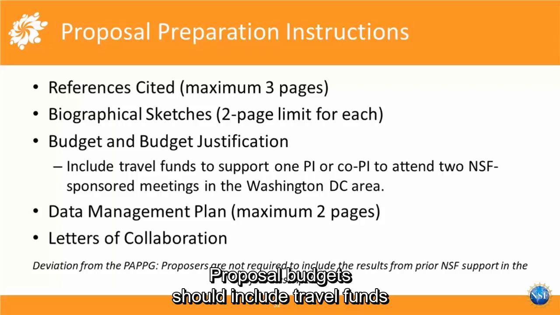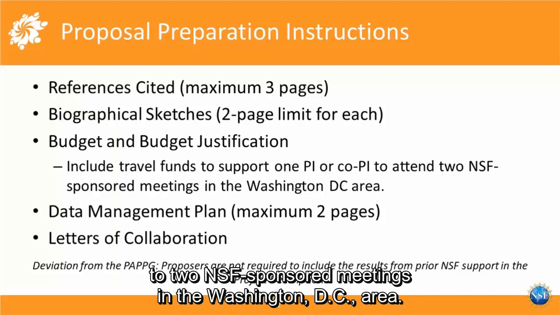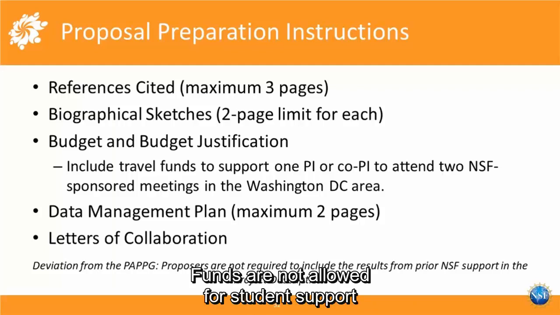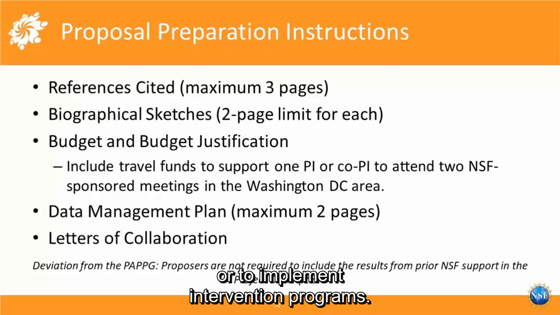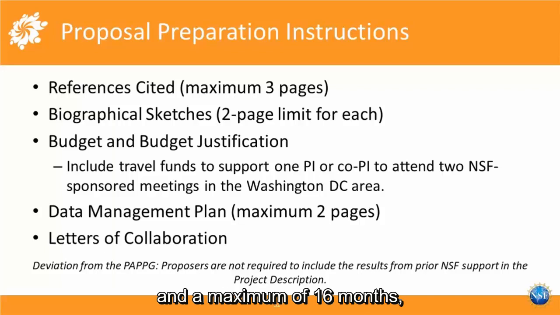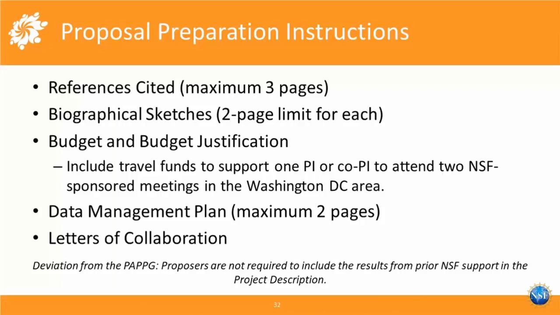Proposal budgets should include travel funds to support one PI or co-PI to attend up to 2 NSF-sponsored meetings in the Washington, D.C. area. Funds are not allowed for student support or to implement intervention programs. The planning grant duration is for a minimum of 12 months and a maximum of 16 months, and the maximum budget for each planning grant is $100,000.